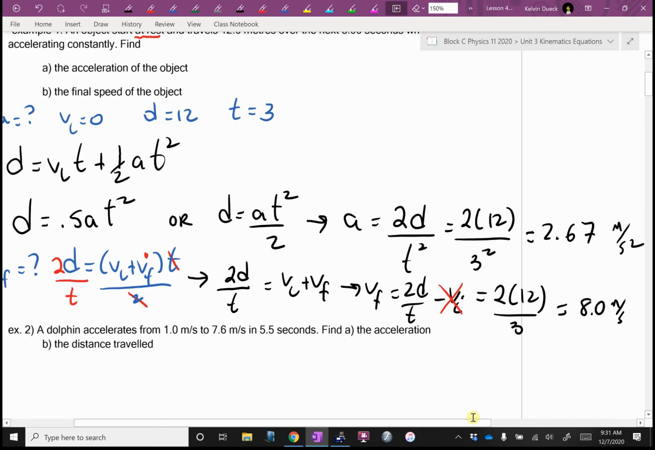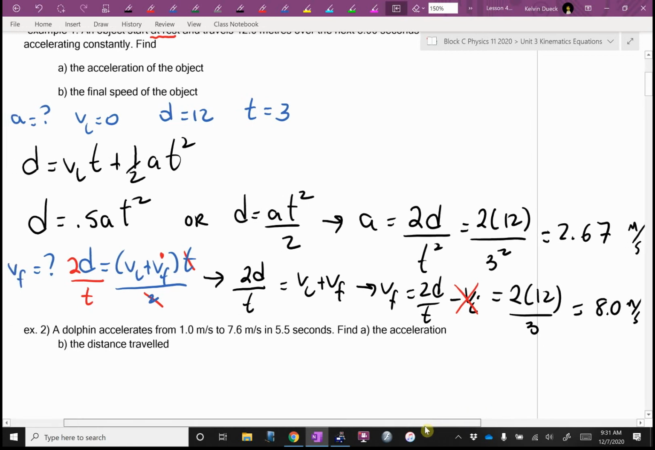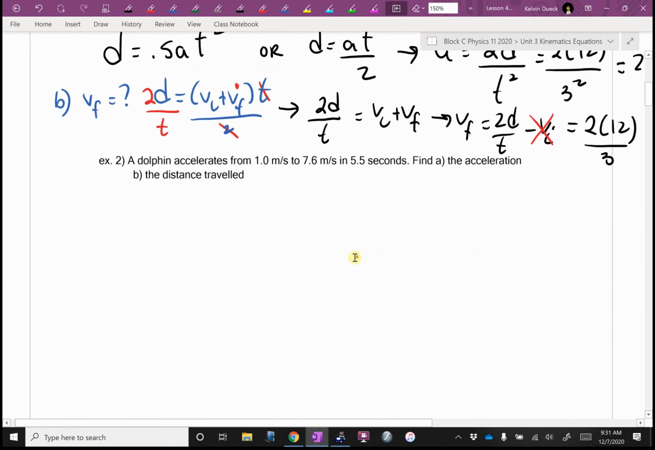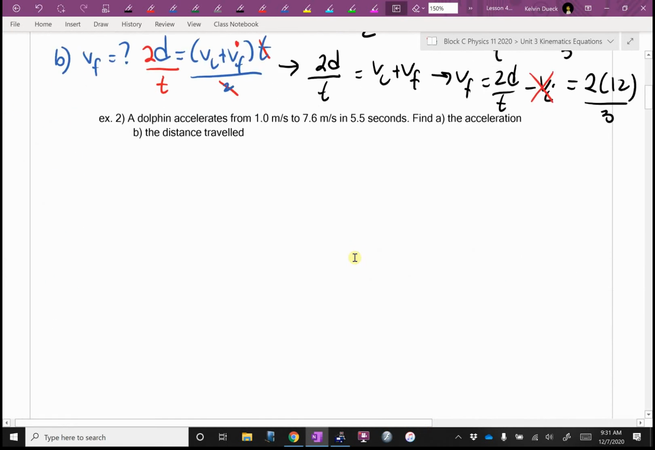Point being, Braden, here again, if I know 3 things, I can find the 4th, and I can pull it from the question relatively easily. Let's do another one. A dolphin accelerates from 1 meter per second to 7.6 meters per second in 5.5 seconds. Find A. Ooh, cool.